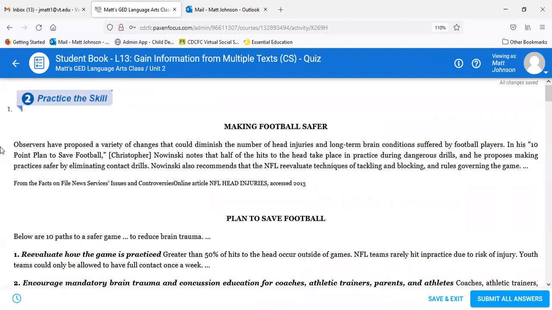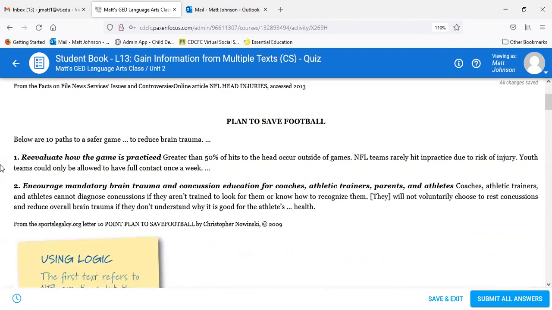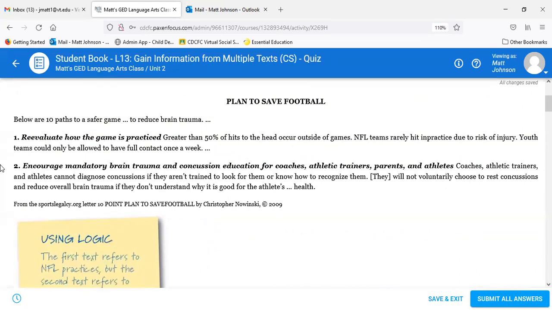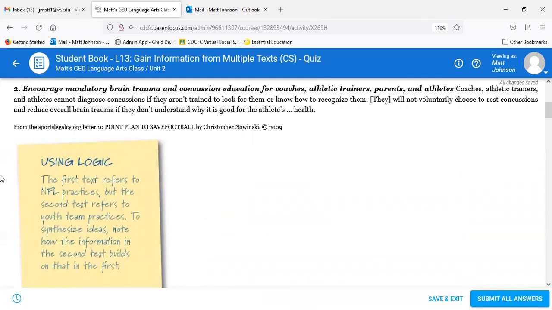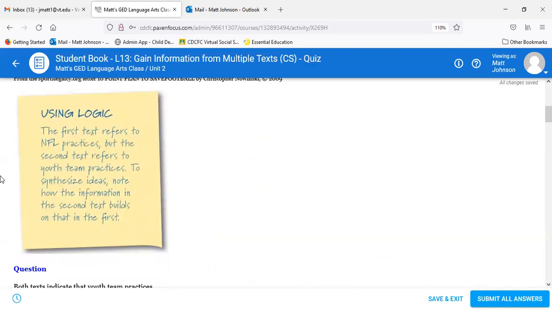And it's funny, thinking about the times these were written, that was when the controversy over head injury in the NFL was really coming to a climax, about seven, eight, nine years ago. And they have actually instituted certain things in the game to prevent further brain injury. So using logic, the first text refers to NFL practices. The second text refers to youth team practices.